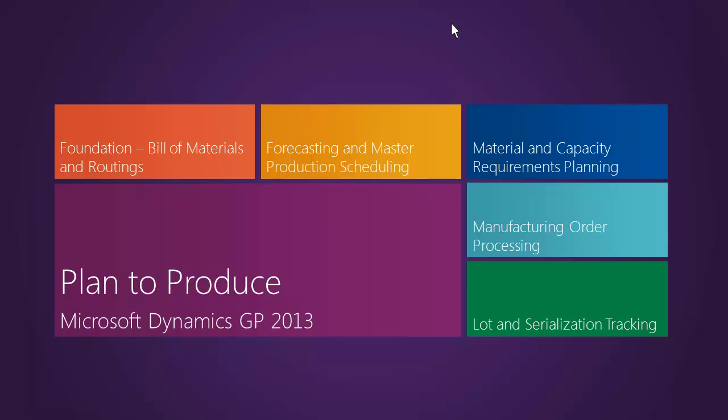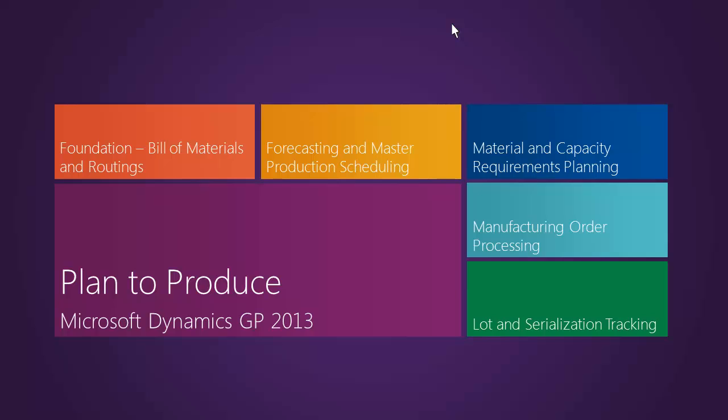At the heart of planning within the plan to produce business process in Microsoft Dynamics GP 2013 is material and capacity requirements planning. We've seen how MRP is really a calculation. It's a calculation that wants to minimize inventory carrying cost, maximize operating efficiencies, and make sure we maintain that customer service level where we're getting our orders out to our customers when they anticipate them.